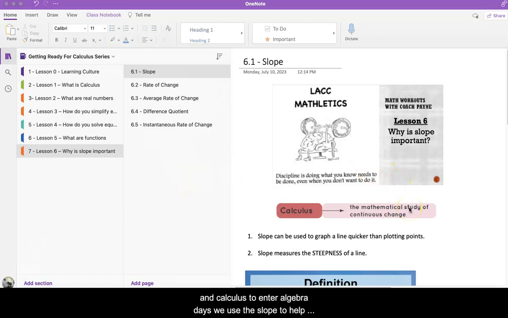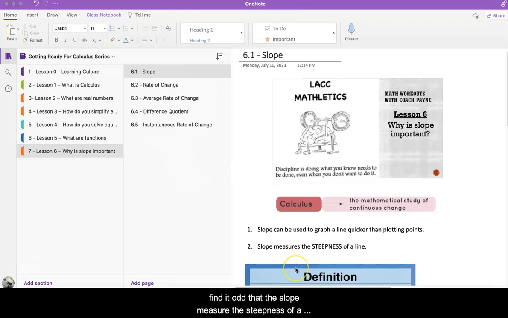So in our algebra days, we used the slope to help us graph a line quicker than plotting points. And we defined it that the slope measured the steepness of a line. All right, so let's see how we're able to pick that up.